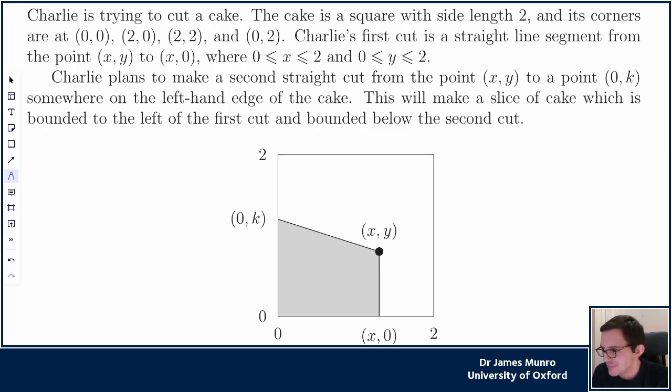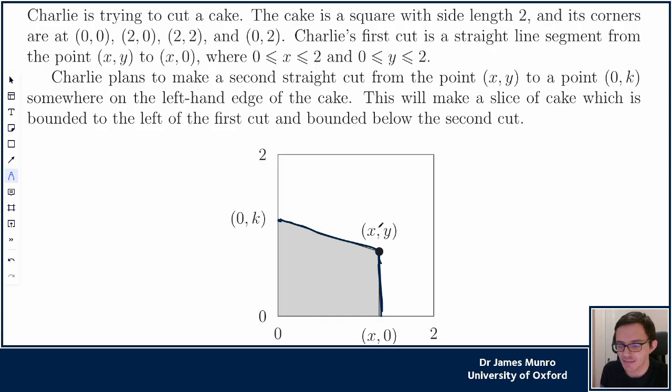So there's a cake in the question, and there's a straight line segment from (x, y) to (x, 0), and a second straight line segment from (x, y) up to (0, k). These are straight lines. We've got some region that's been shaded underneath. It's bounded to the left of the first cut, and it's bounded below the second cut. This was the second cut, so we're looking at this region of the square.